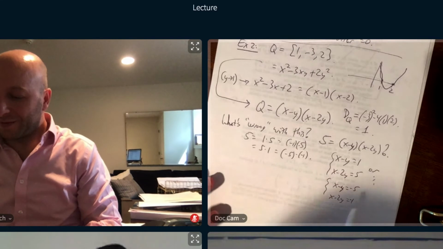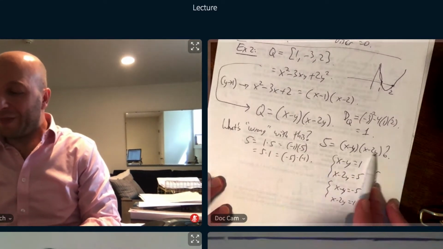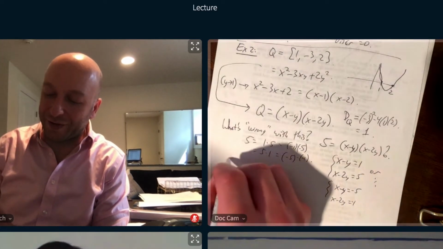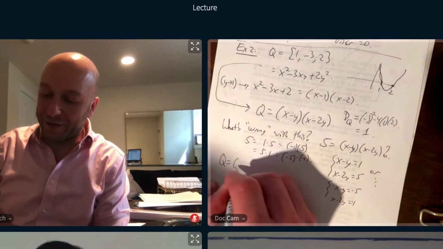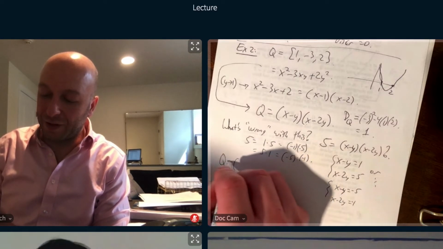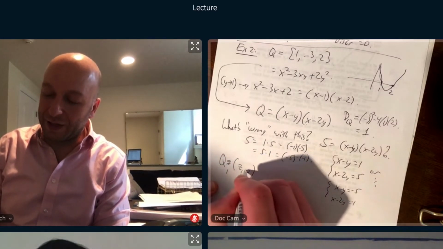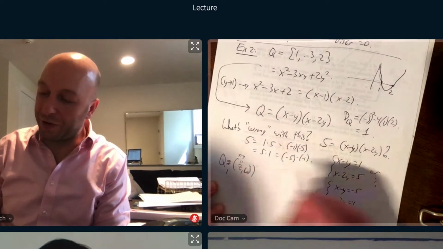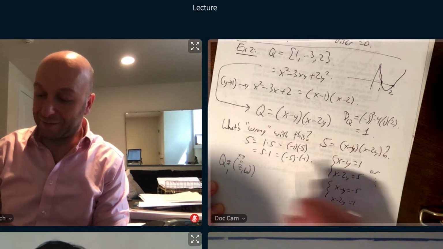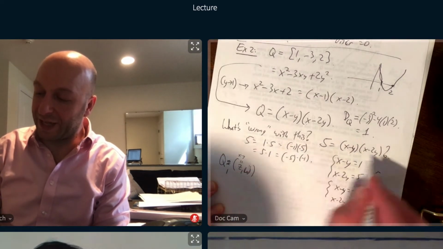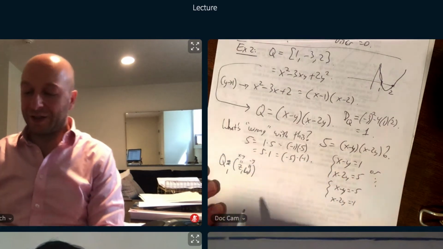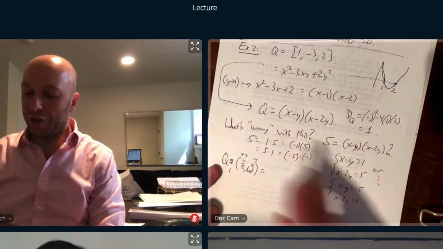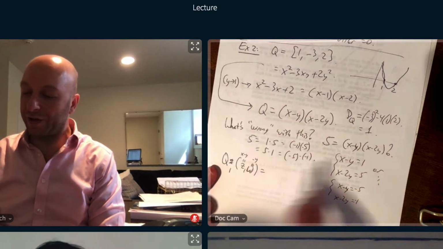Let's see. The problem with this is that if you make a change of variables, so let's make a change of variables. Q1 as a function of z and w. Let's make z equal to x minus y and w equal to y. I guess negative y, doesn't matter. So that's an invertible linear change of variables. Then q is the same as q1 under this change of variables.